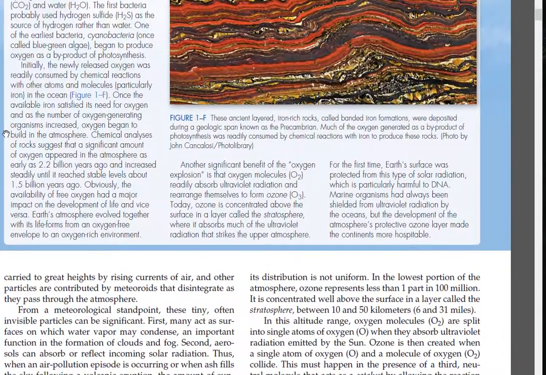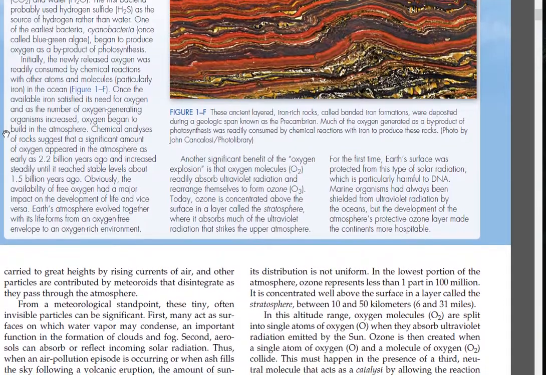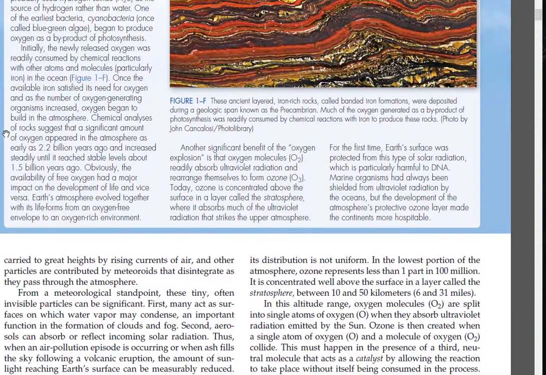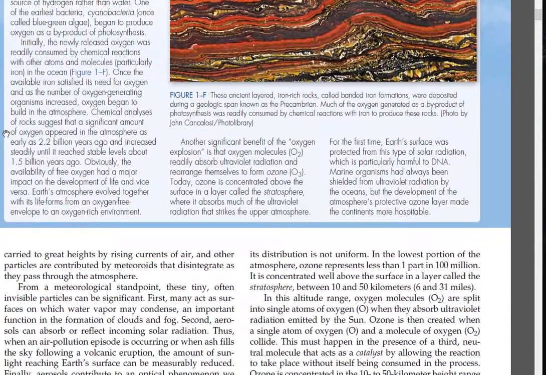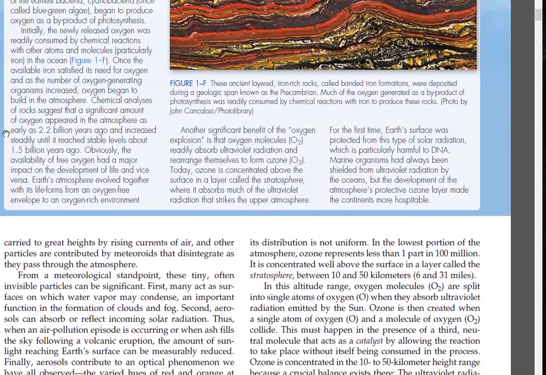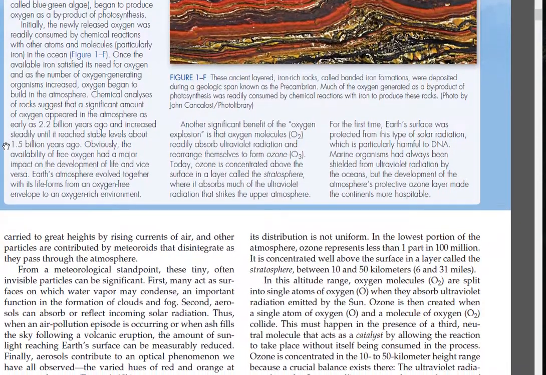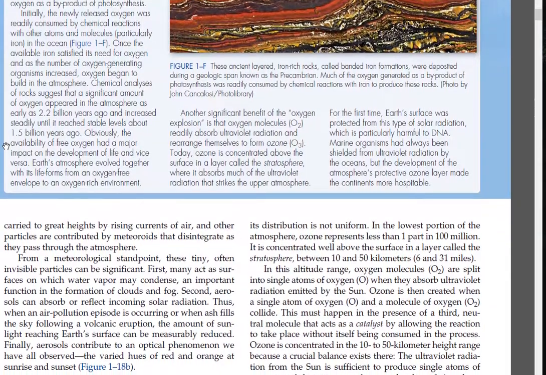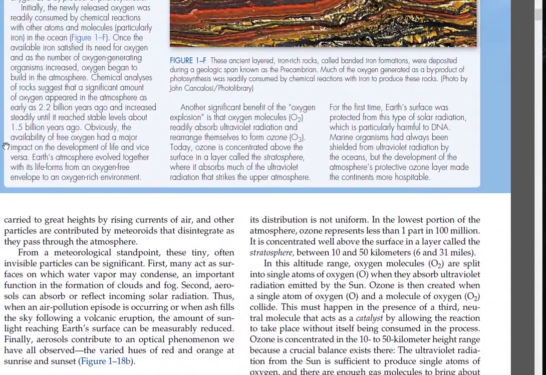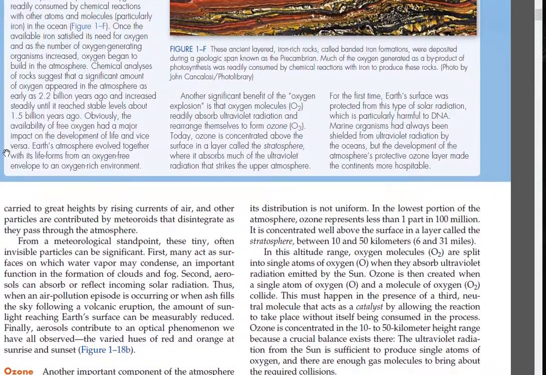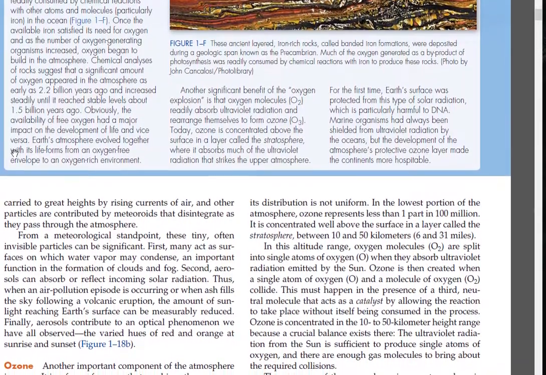Chemical analyses of rocks suggest that a significant amount of oxygen appeared in the atmosphere as early as 2.2 billion years ago and increased steadily until it reached stable levels about 1.5 billion years ago. Obviously, the availability of free oxygen had a major impact on the development of life and vice versa. Earth's atmosphere evolved together with its life forms from an oxygen-free envelope to an oxygen-rich environment.